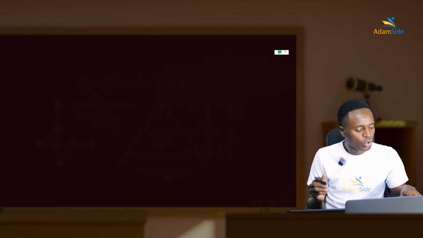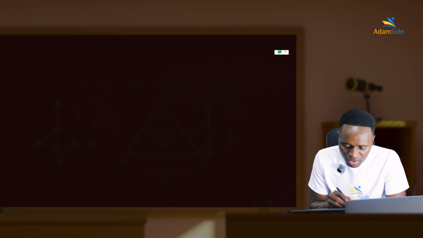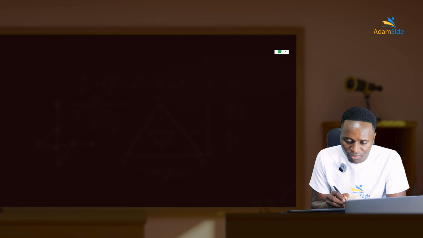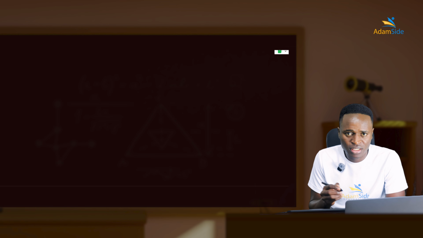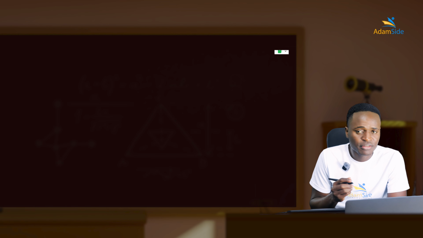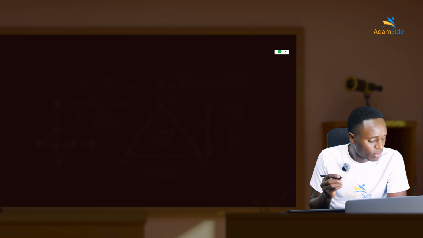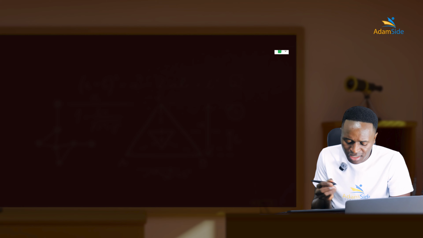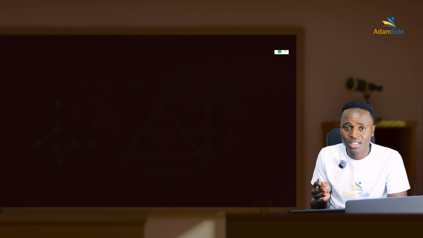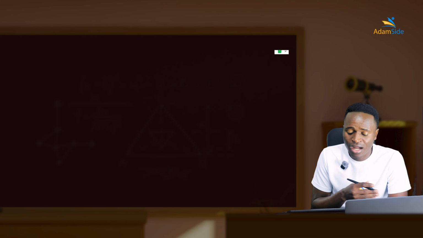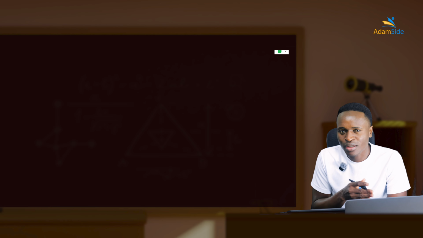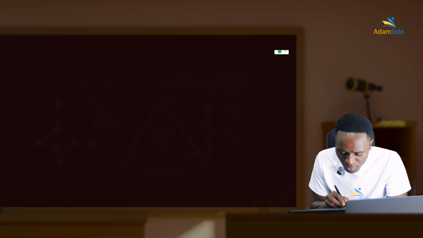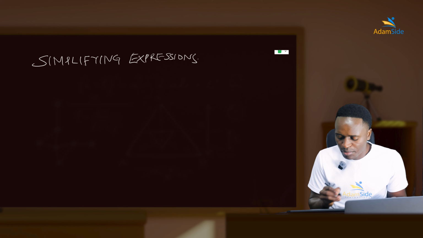We know algebraic expressions are made by using alphabets. For example, you can say a plus b or x plus y when referring to different quantities. Yesterday we discussed how to make a subject of a formula. We also discussed how to simplify and how to expand. But today we'll learn about simplifying expressions.